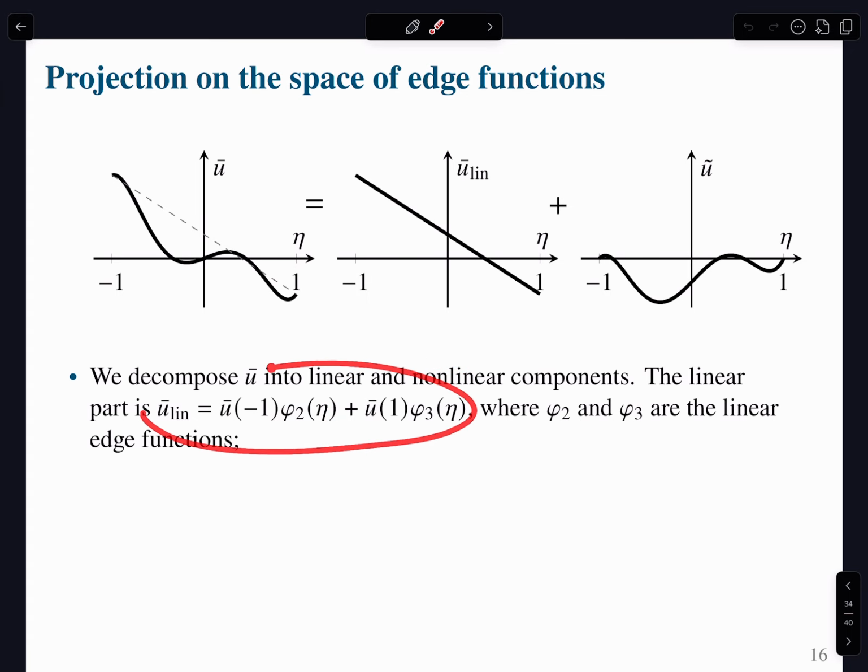So the linear part, you're using the linear functions to prescribe the linear part, right? If you recall, phi2 is one of the linear functions along the edge, and phi3 is the other linear function along the edge. So you can express this function using the linear functions with, of course, the coefficients at those two endpoints of the element. This is the way you represent the linear part.